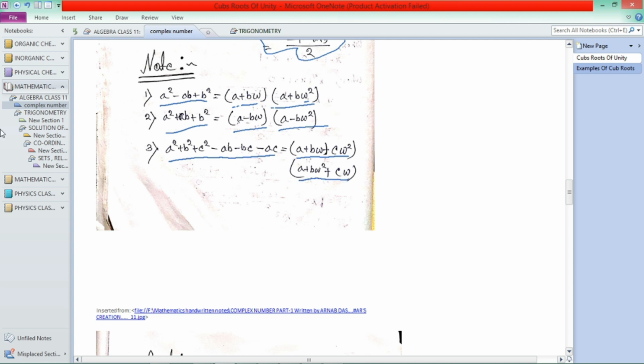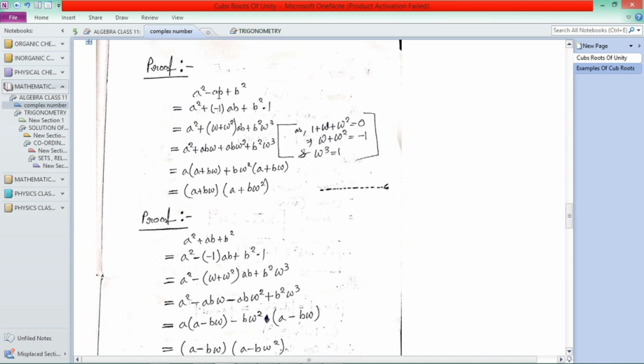And what is the proof of these things? Now discuss these things. Let us assume the proof of a square minus ab plus b square. Basically, a square minus ab plus b square equals a square plus (minus 1) into ab plus b square into 1, and this minus 1 equals omega plus omega square, because 1 plus omega plus omega square equals 0, and it implies that omega plus omega square equals minus 1, and 1 equals omega cube.